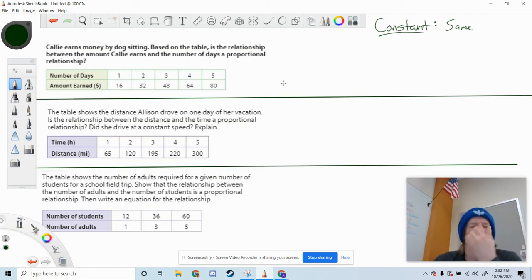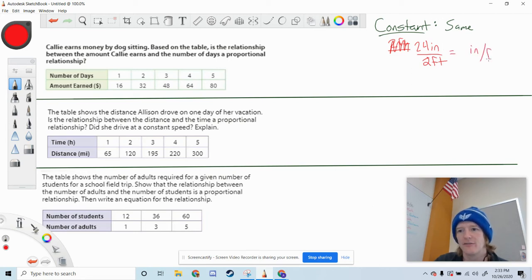These are kind of similar to what we've been working with. Our last section was unit rates, and with unit rates, you are given two variables and their relationship. Like 24 inches per 2 feet. And we would then find out, how many inches are in a foot? That would have been 12. So 12 inches per foot. This is a constant because no matter what, it's always 12 inches for every 1 foot.